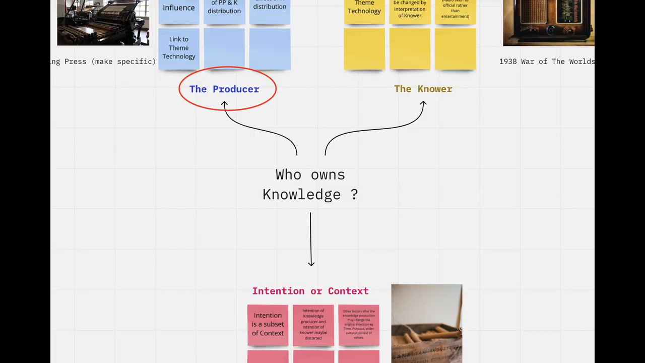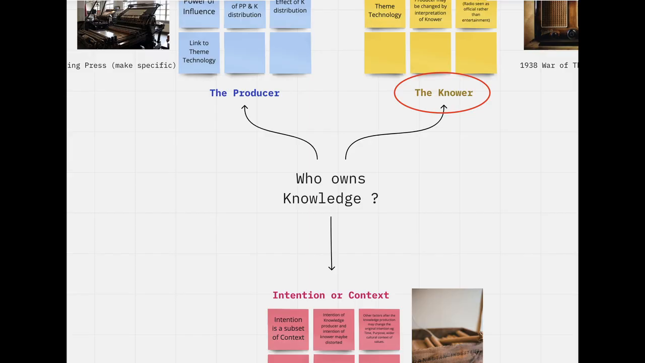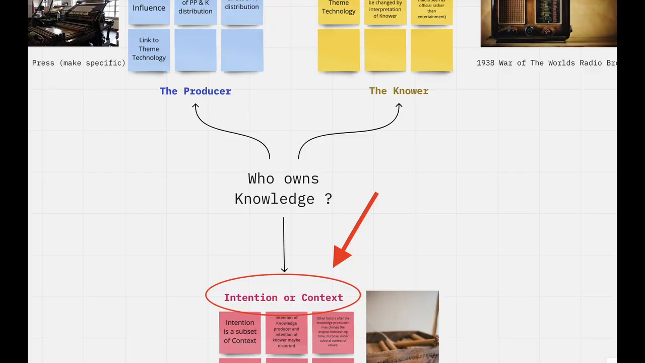I'm going to look at this in three ways. We're going to look at the first object, which demonstrates that the producer of knowledge owns knowledge. And then the second way, which is the idea that the knower owns knowledge, the person who knows owns knowledge. And the third object is going to look at the idea that intention or context owns knowledge. We'll get into each of these as we go.